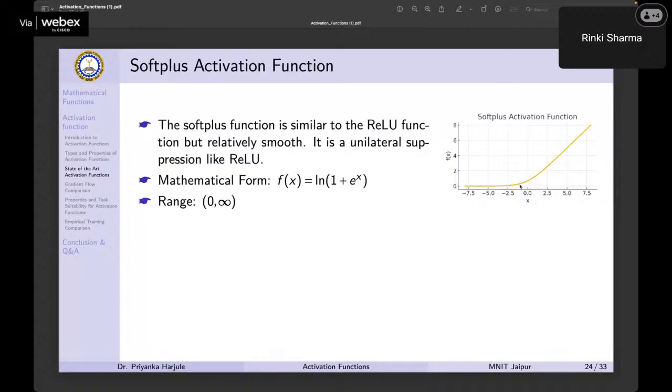The output is zero and the gradient is also zero. So that was the dead neuron problem that we saw.